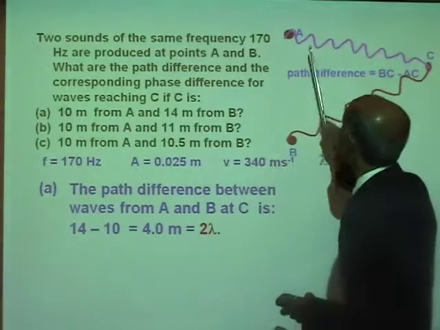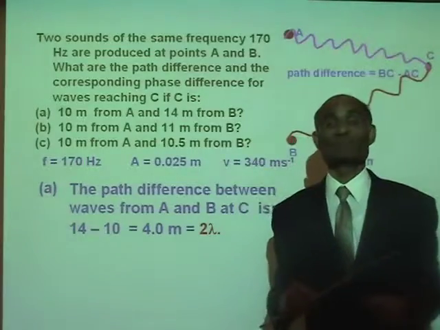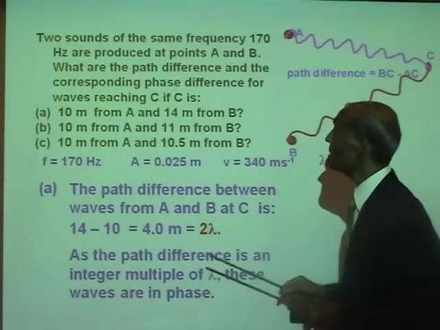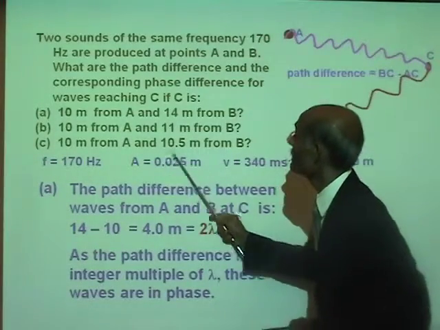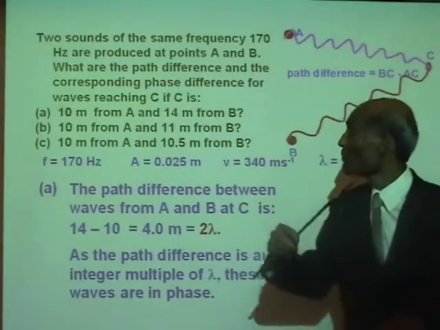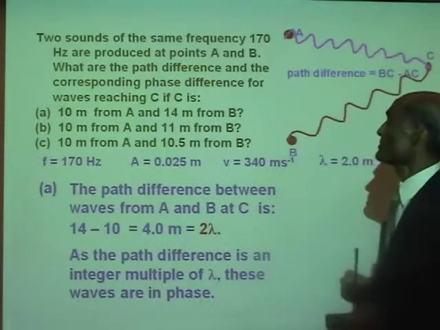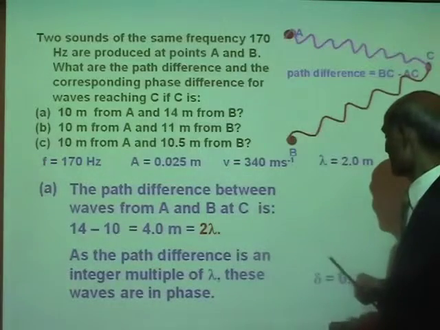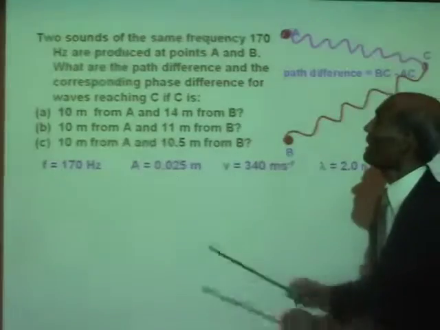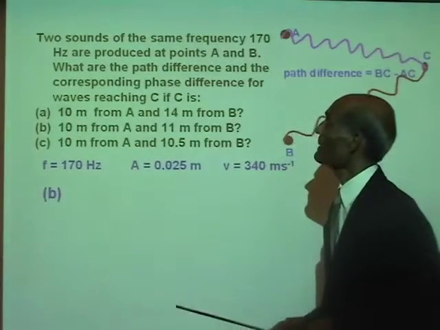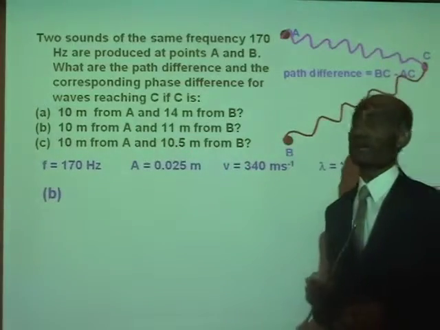Tell me, are the waves from A and B meeting in phase or out of phase? They will be meeting in phase. Therefore, what will be the resultant amplitude? The resultant amplitude will be double the amplitude, which will be double that of 0.025. So the phase difference is 0. Alright, let's do B. 10 meters from A and 11 meters from B.